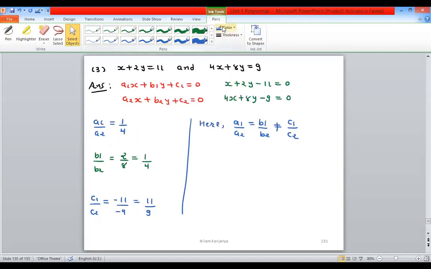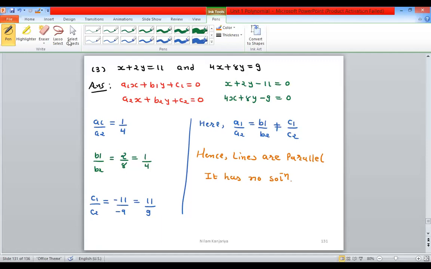Hence lines are parallel, and it has no solution. Hope you clear. I'm giving you questions to check whether the lines are parallel, intersecting, or coincident. Please tell me which is true and why.